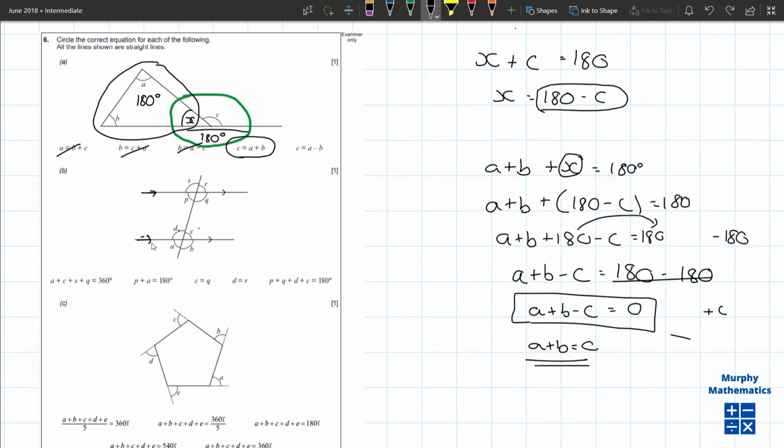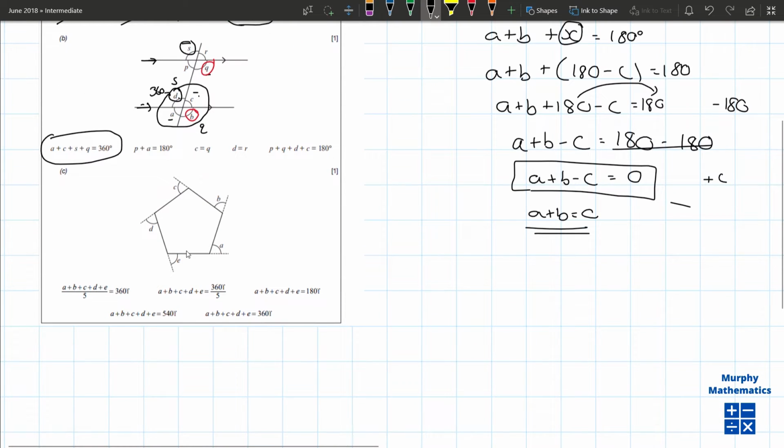And so let's have a look what they've given us. A plus C plus S plus Q equals 360. So we've got A, C, S, Q. Yeah, that works, because we know all of these angles will equal 360 degrees. We know that D is the same as S, and we know B is the same as Q. So it's like saying that we have A, C, S here, and Q here, which they all equal 360 degrees. So that is our answer.